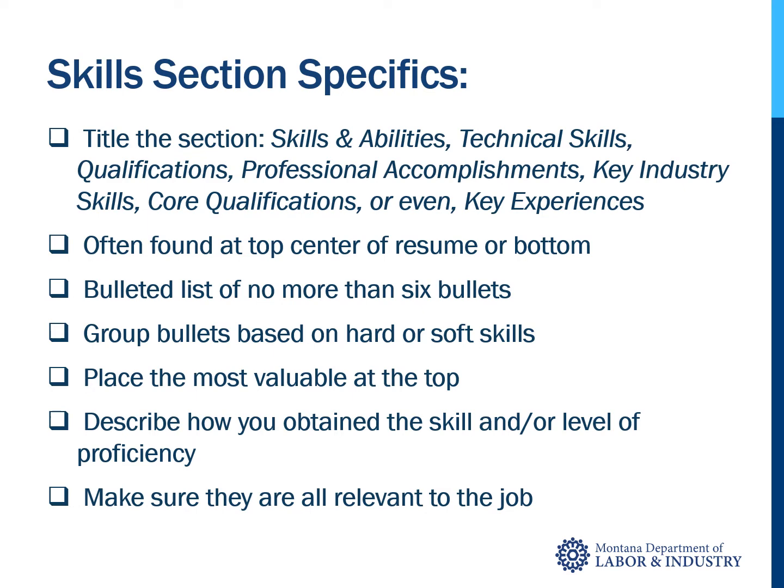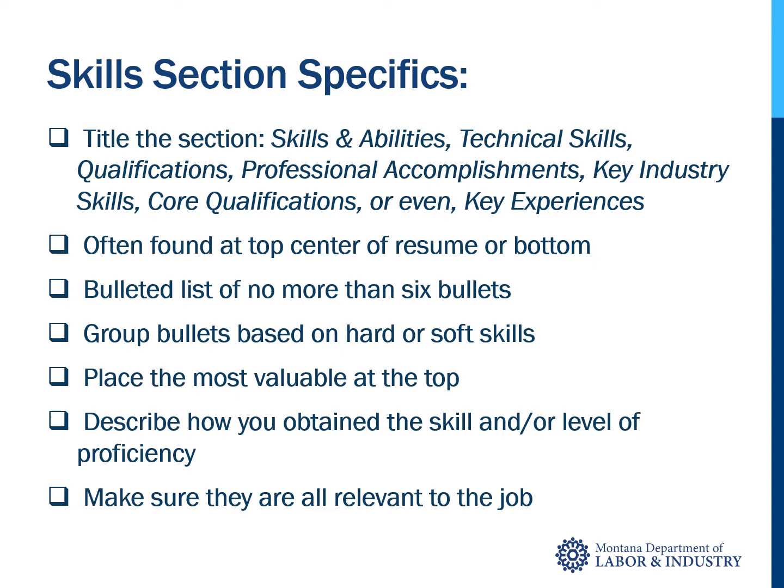The skills section can be placed at the top or just about anywhere that you want to in the resume, depending on the format. It can be called many things as well, but try not to confuse ATS by getting too wordy. Skills should be listed in a bulleted list, but no more than 6. Group your bullets based on hard and soft and put the best at the top on each.